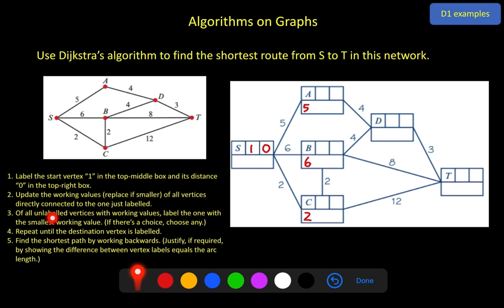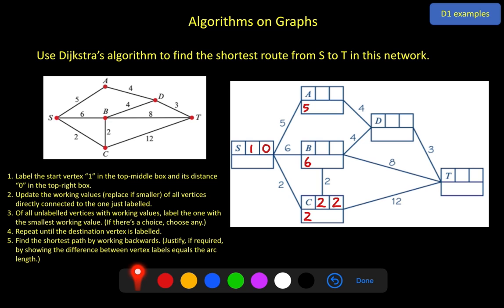Step 3, of all the unlabeled vertices with working values, that's these 3 that we just looked at, label the one with the smallest working value. So we've got 5, 6, and 2. 2 is the smallest working value, so I'm going to label this point. What that means is I'm marking it as a final distance. This is the second point. So if this is a 1, this is a 2. This is just keeping track of the order in which you're labeling them. But here, this is also going to be a 2, because it's the shortest number in this working value box. What that's saying is, from your start point, it takes a minimum of 2 to get here. And that's obviously just like that.